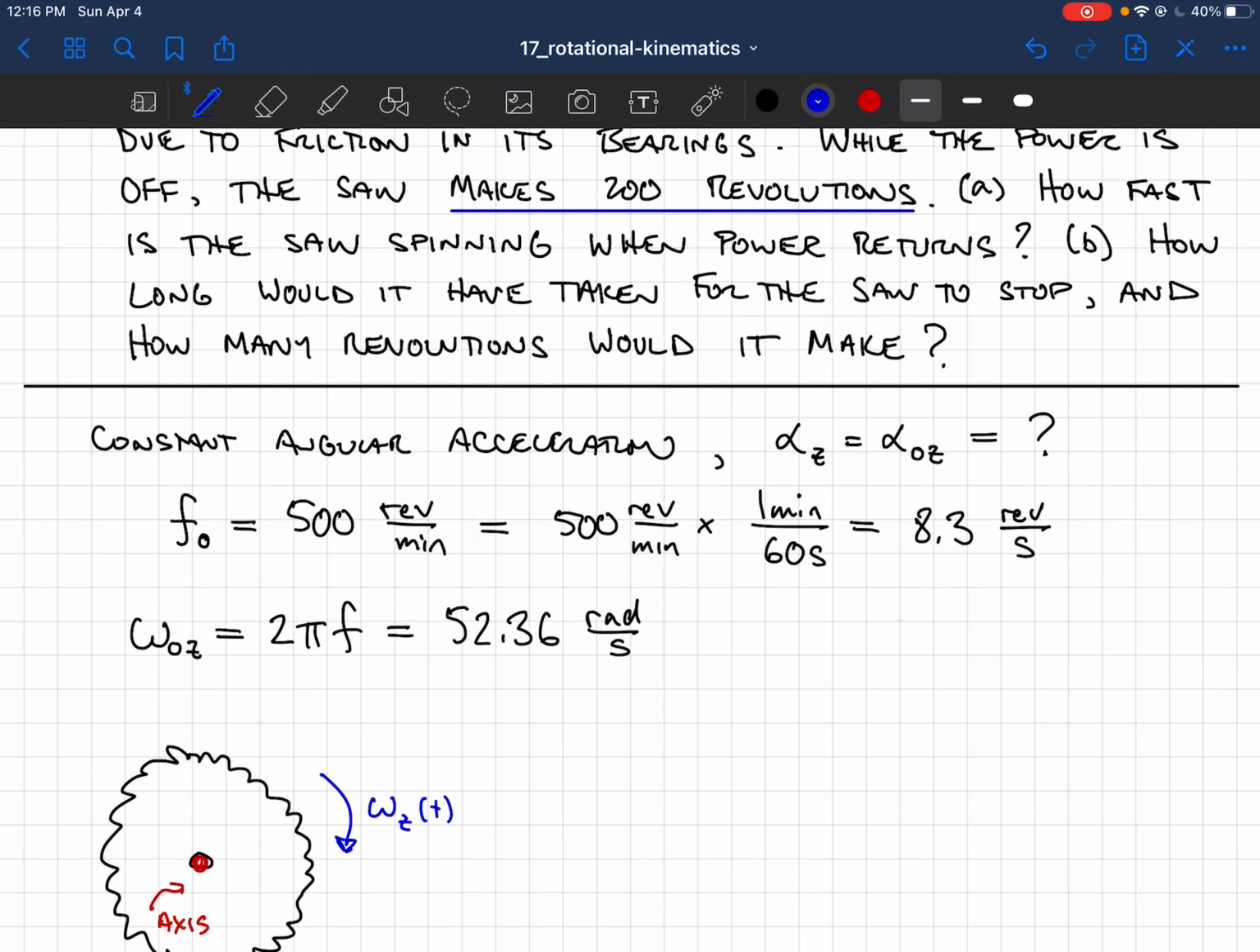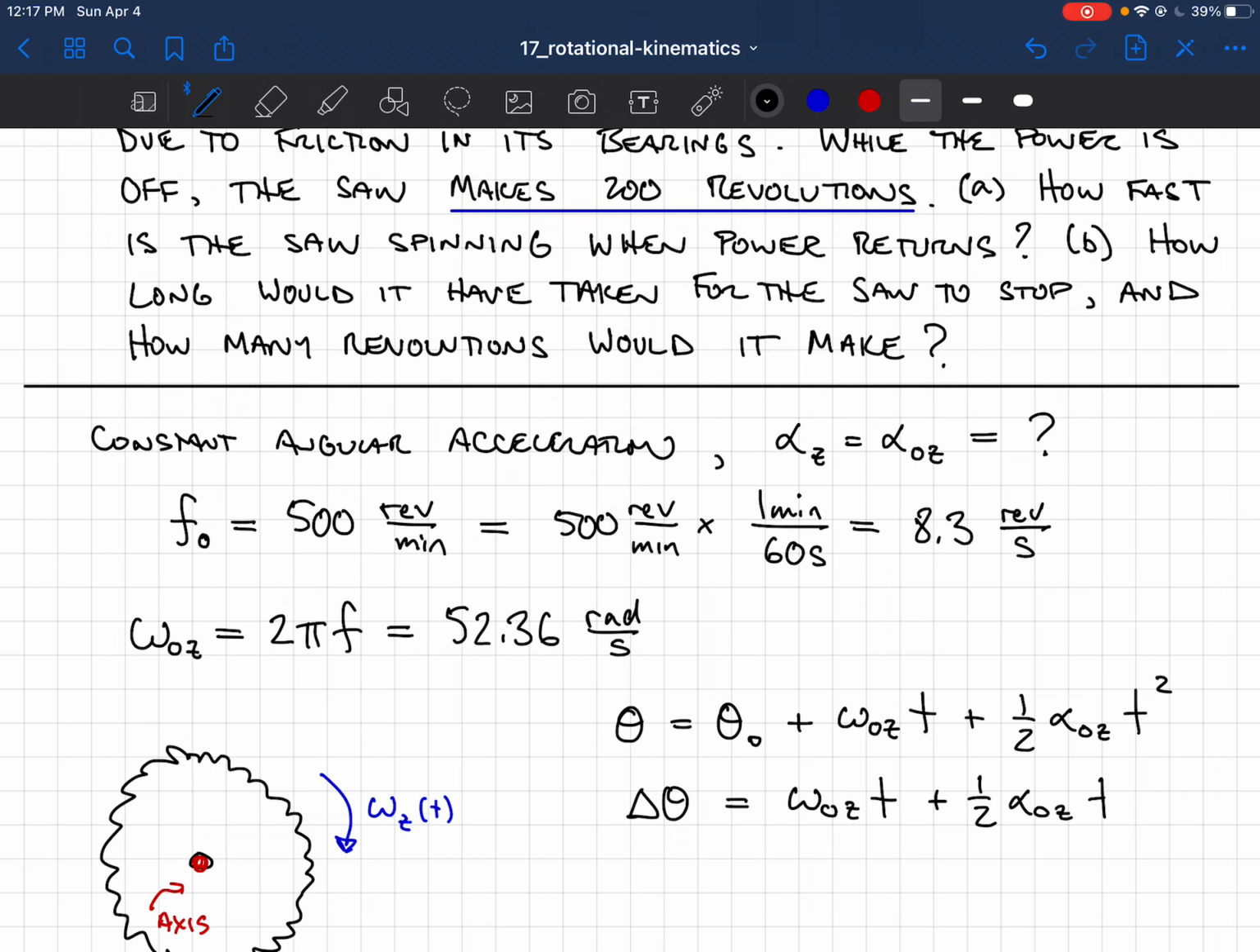Well, that's an expression for the angle that it passes through. So what we could do is write down the equation for the angular change over time under constant acceleration. That equation was theta is equal to theta naught plus omega naught z t plus 1/2 alpha naught z t squared. And we could write that as delta theta, subtracting theta naught from both sides, is equal to omega naught z t plus 1/2 alpha naught z t squared.